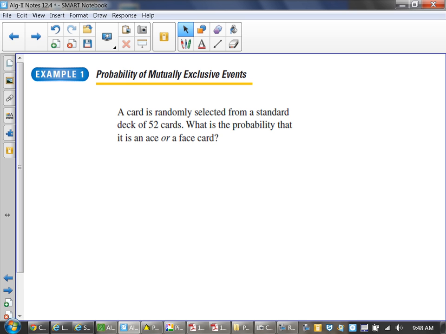This is rigged, yeah. All right, so what's your probability that you can get an ace or a face card?